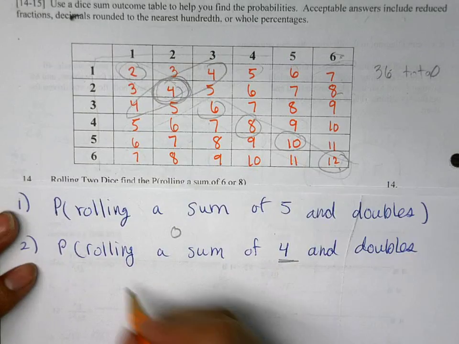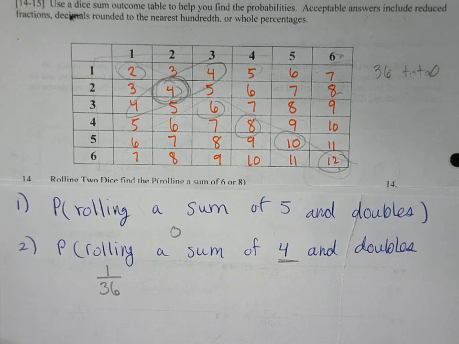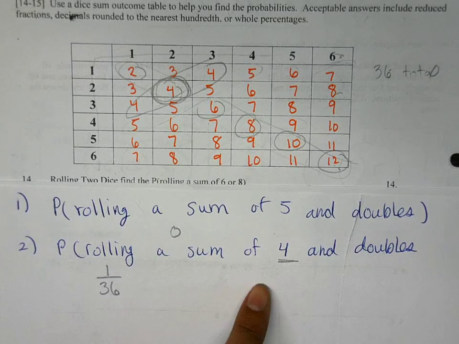1. So 1 out of 36. Now, why is it still 1 out of 36? Your denominator only becomes smaller when it's a given problem. Was this a given problem? No. It's just overlap. How many times does it overlap with the sum being 4 and doubles?